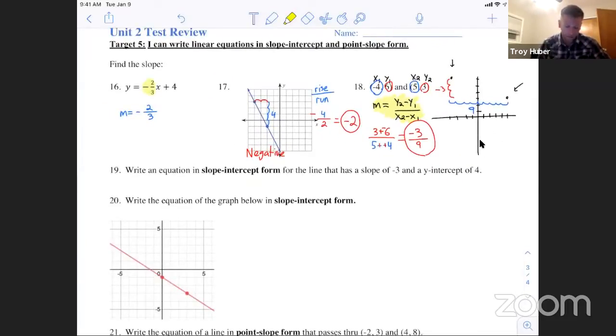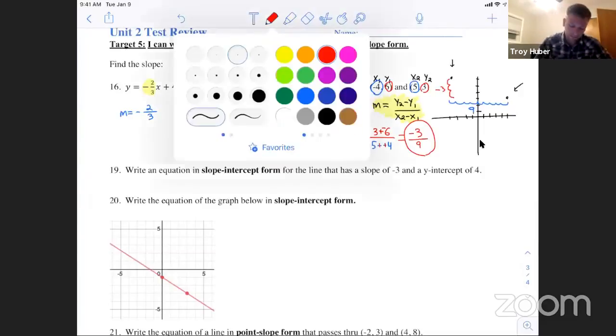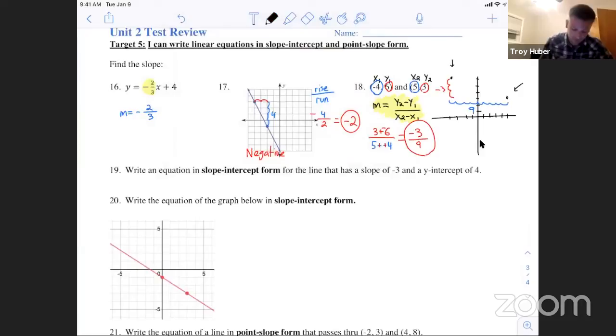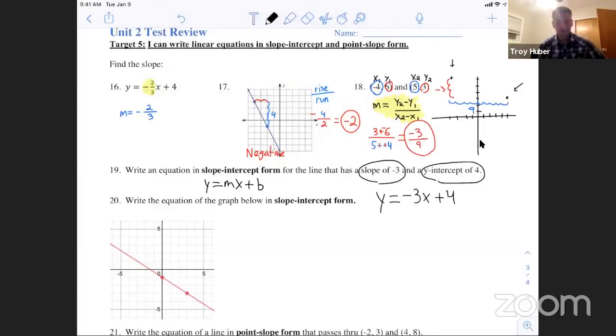All right, number 19, write an equation in slope-intercept form for the line that has a slope of -3 and a y-intercept of 4. Oh my goodness. On your test, you should skip right to this one because this one's nice and easy. We're writing it in slope-intercept form, so remember that's y is equal to mx plus b, where m is your slope, so our slope is -3, so y is equal to -3x. And then b is your y-intercept, which it told us is 4. That's all there was to this one. Y is equal to -3x plus 4. Done.